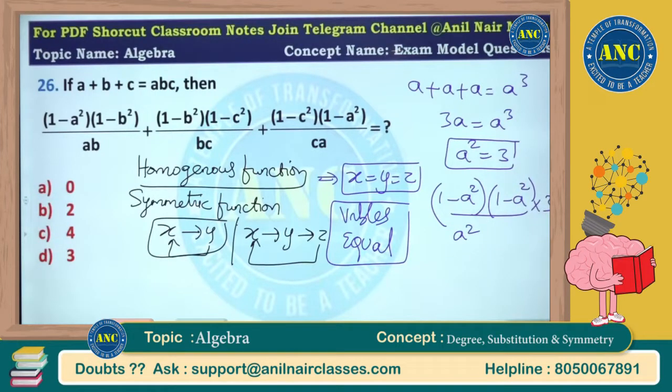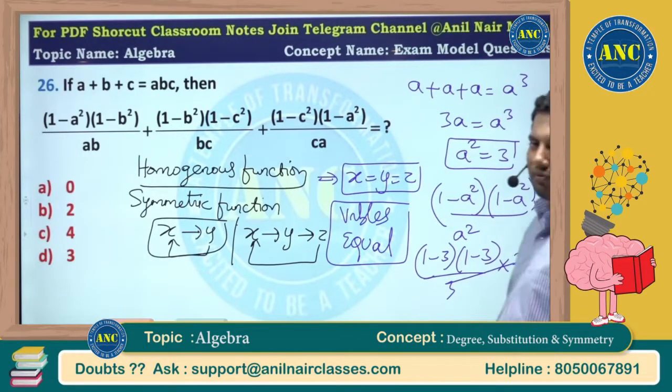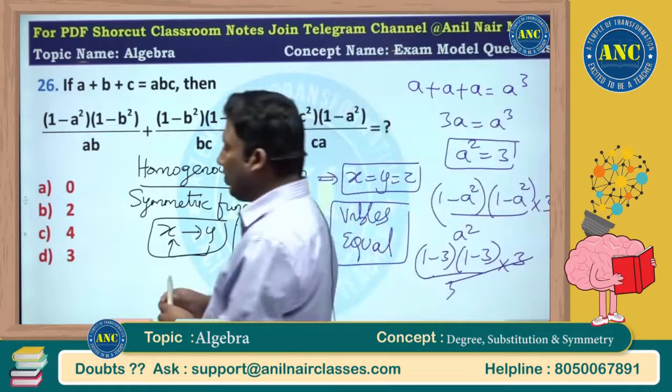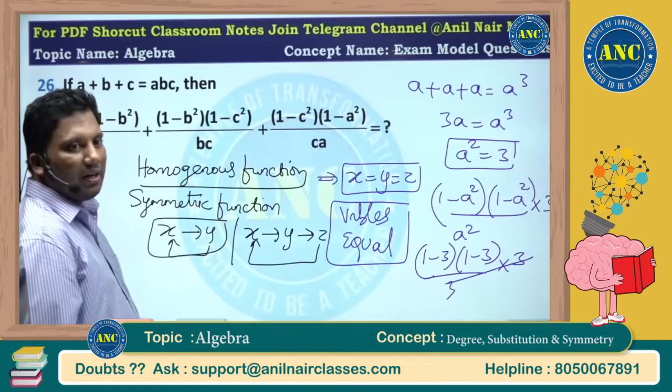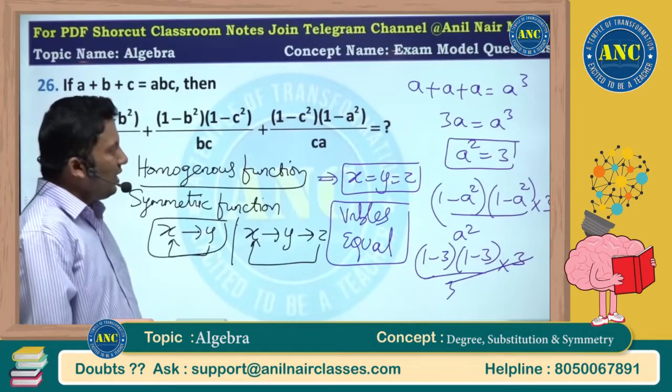Similarly, 3 functions are there. So this will be 1 minus 3 into 1 minus 3 by 3 into 3. Minus 2 into minus 2. Answer is 4. Wherever there are symmetric functions, make the variables equal.